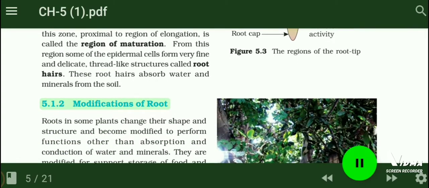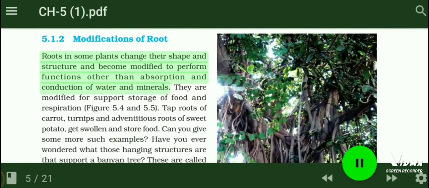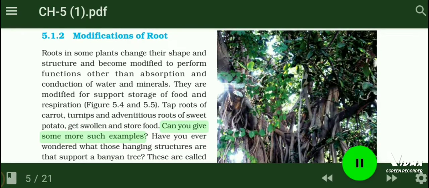5.1.2 Modifications of root. Roots in some plants change their shape and structure and become modified to perform functions other than absorption and conduction of water and minerals. They are modified for support, storage of food and respiration. Figures 5.4 and 5.5. Tap roots of carrot and turnips and adventitious roots of sweet potato get swollen and store food. Can you give some more such examples?